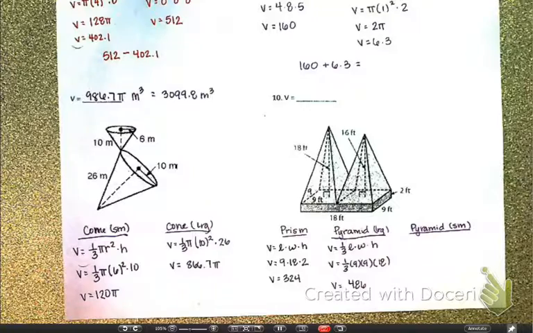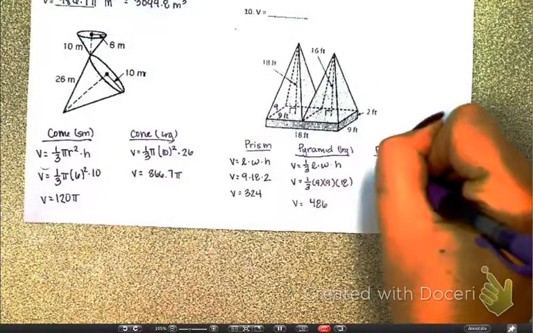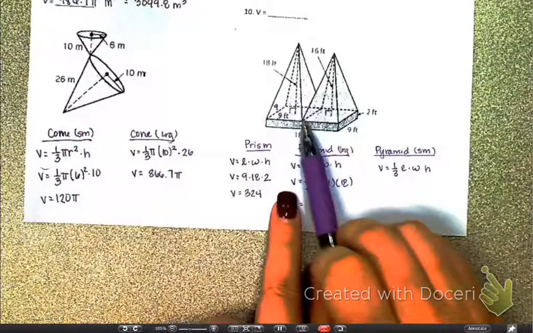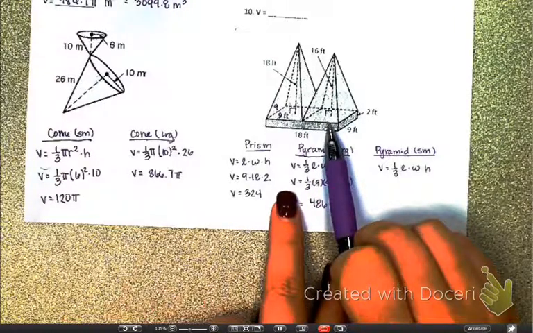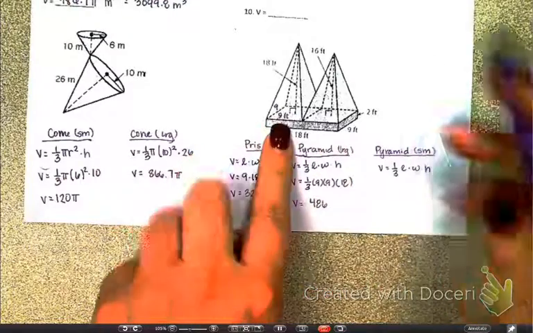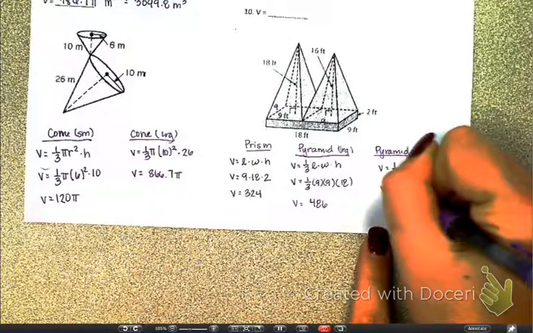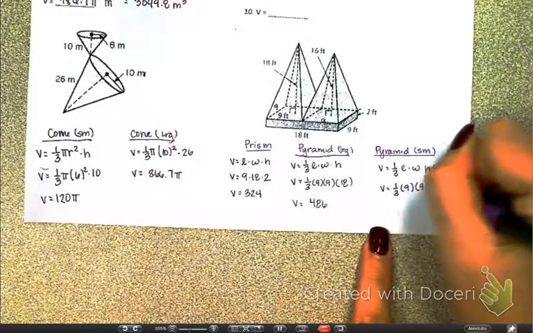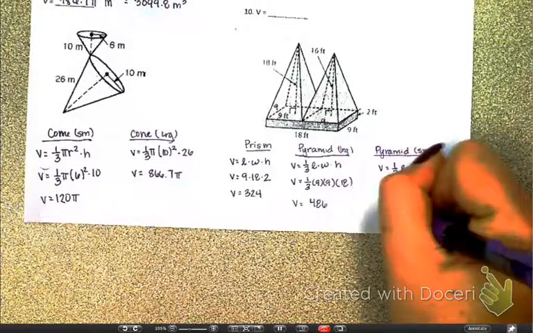Okay, same formula for the smaller one. Let me move that up so you can see better. 1/3 length times width times height. Now, if I'm looking here, what's this distance? 9? How'd you get 9? The whole thing's 18. This piece happens to be 9, so that piece is also 9. Okay? So 1/3, 9 times 9, and what's the height of the whole thing? 16. So 9 times 9 times 16 divided by 3 gives you what?